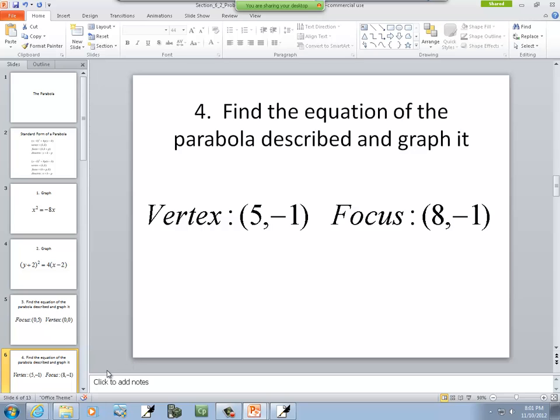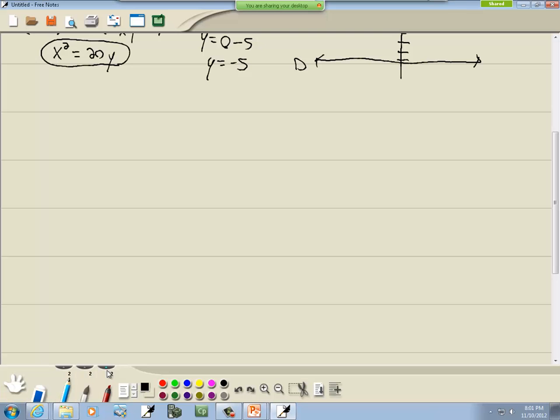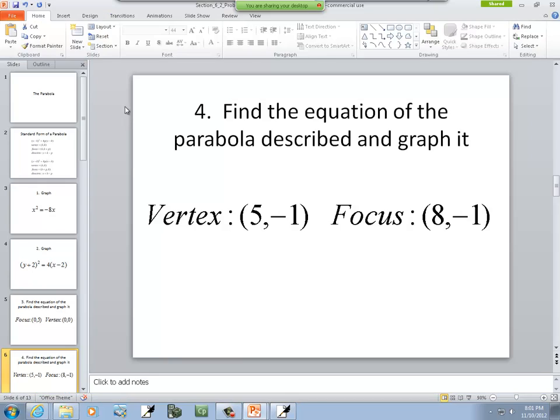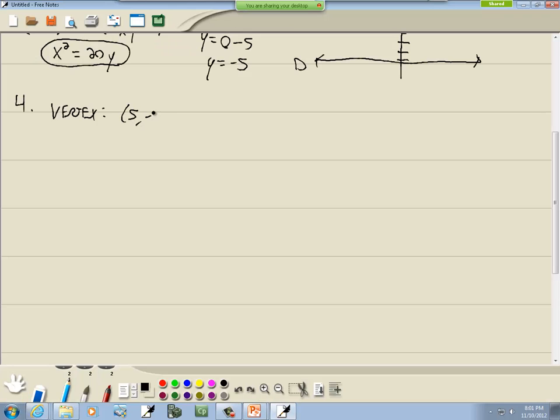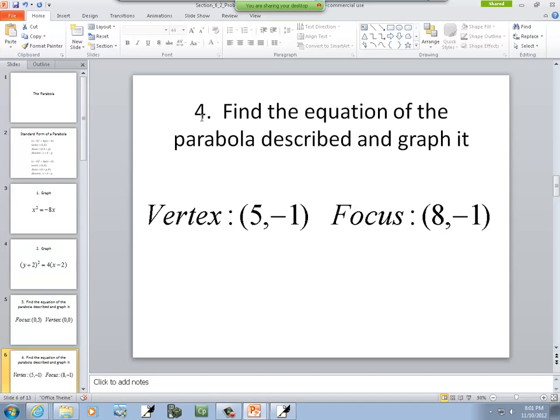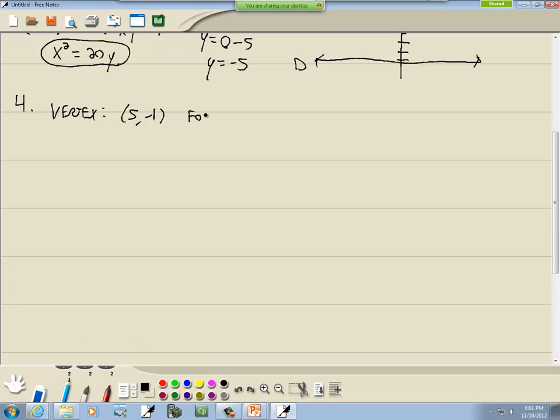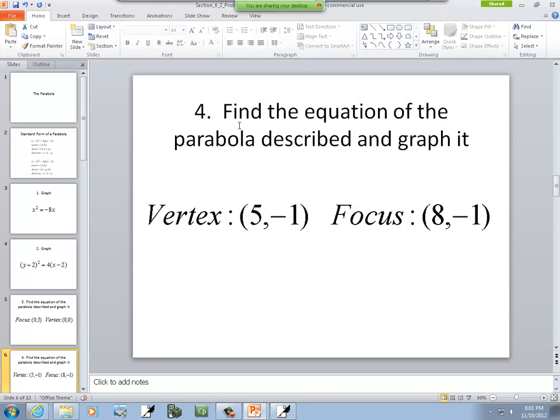Okay, number 4. Vertex is 5, negative 1. And our focus is 8, negative 1.